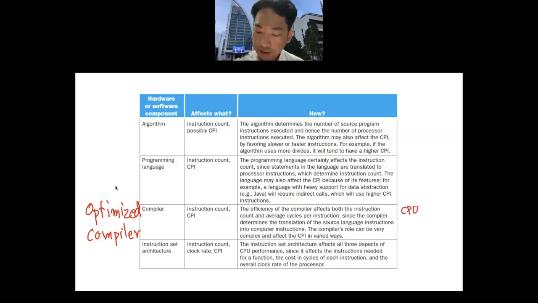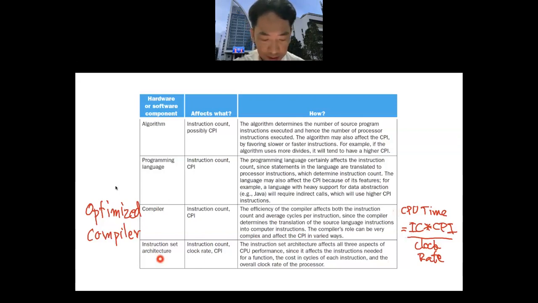We reduce the CPU time to process the job, because CPU time is IC times CPI divided by clock rate. If you can reduce the number of instructions that you use in the program, it means that we have less CPU time to spend on. So your program will run faster.